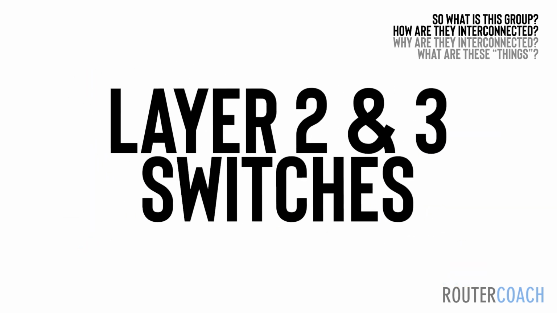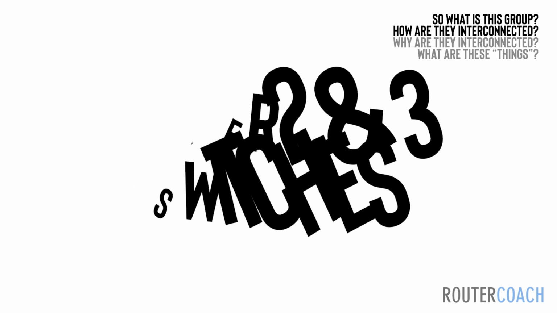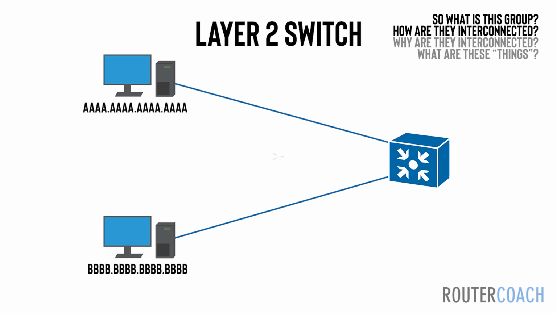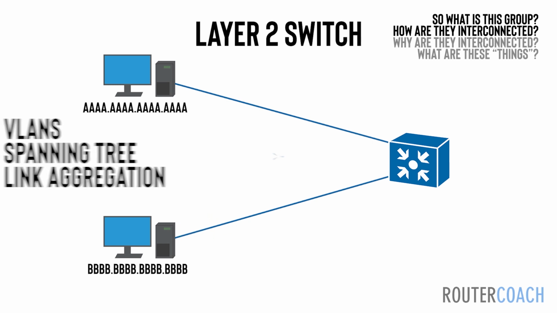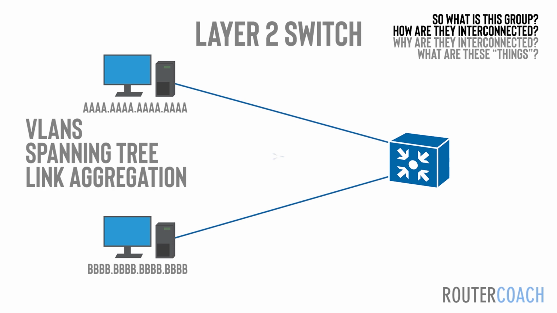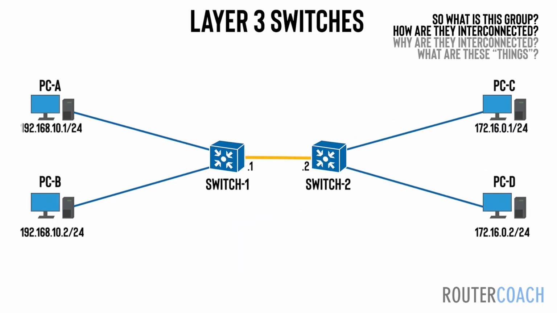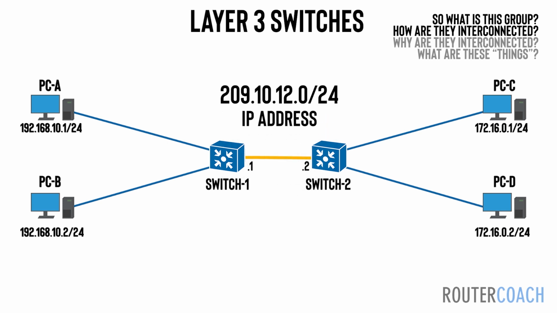Switches are network devices that are used to connect devices and networks together. Layer 2 switches operate at the data link layer of the OSI model and use the Media Access Control (MAC) addresses of devices to forward frames between devices. They support features such as VLANs, spanning tree, and link aggregation. Layer 3 switches operate at the network layer of the OSI model and use the IP addresses of devices to forward packets between different subnets and networks.